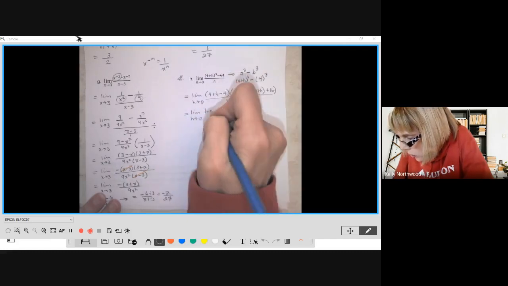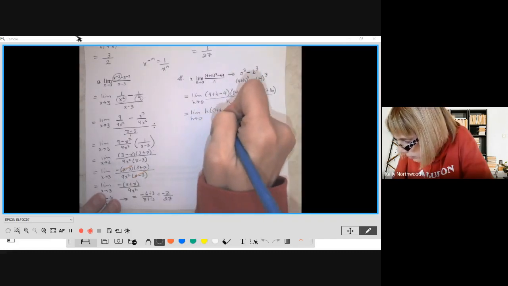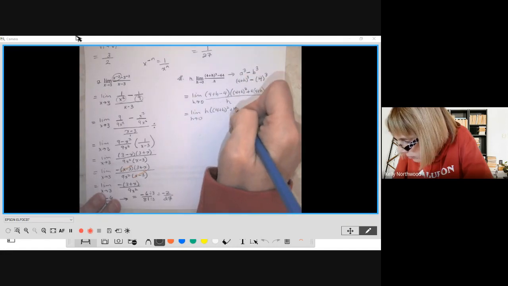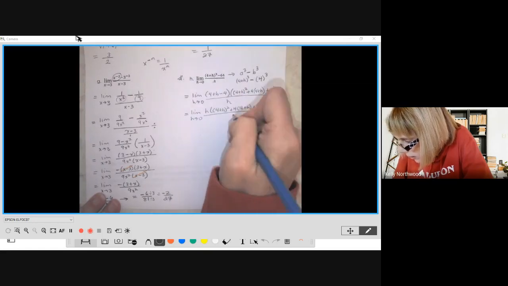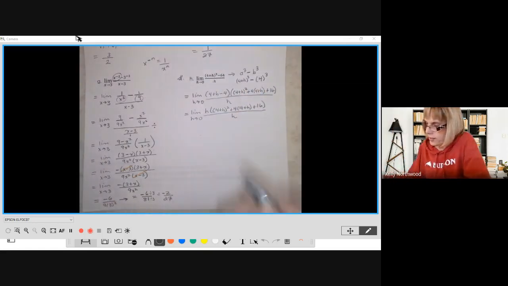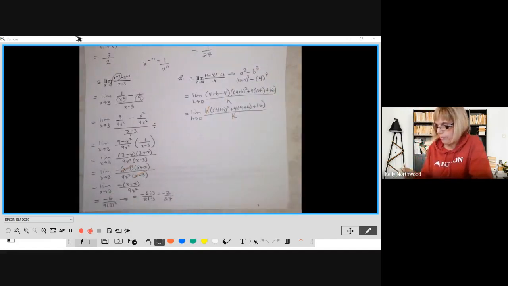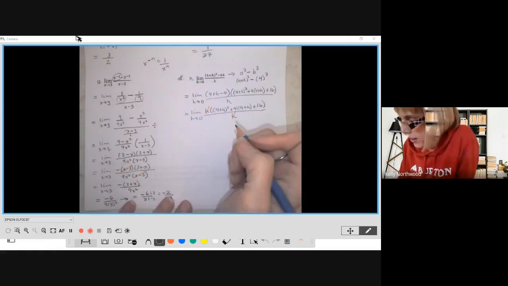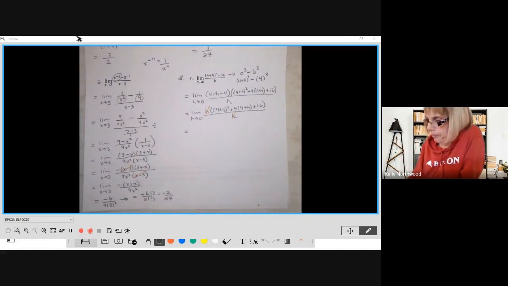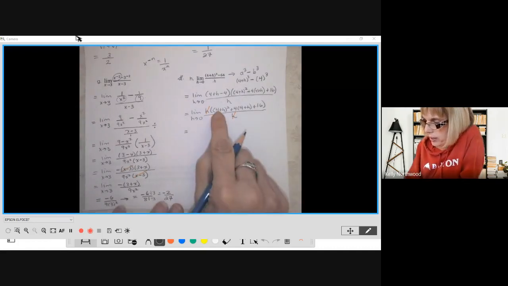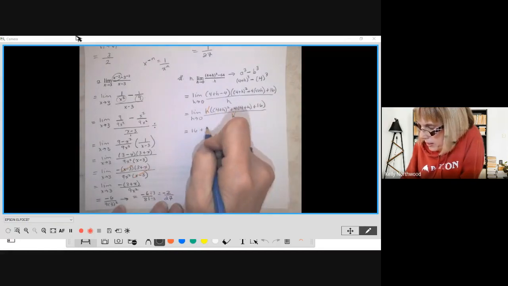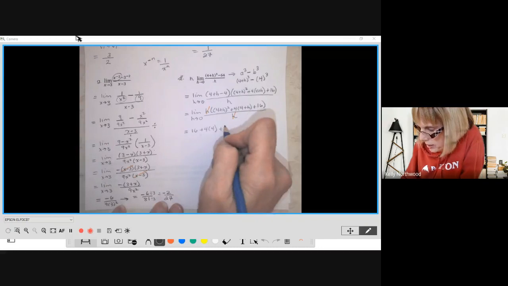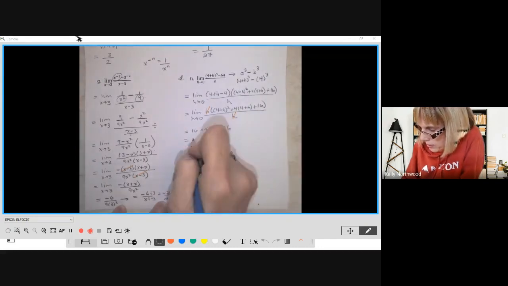So 4 plus H minus 4 is just H. And now I can divide out the H's. So we got out of the trap. And now it's safe. The denominator is 1, so I can let H approach 0. So I'm going to get (4 plus 0) squared, which is 16, plus 4 times 4, which is 16, plus 16. So it's going to be 48.